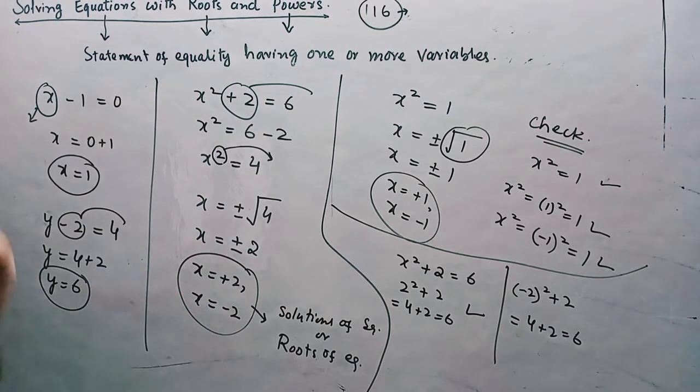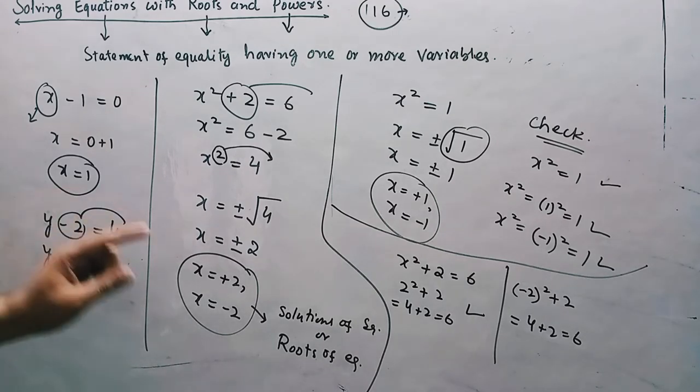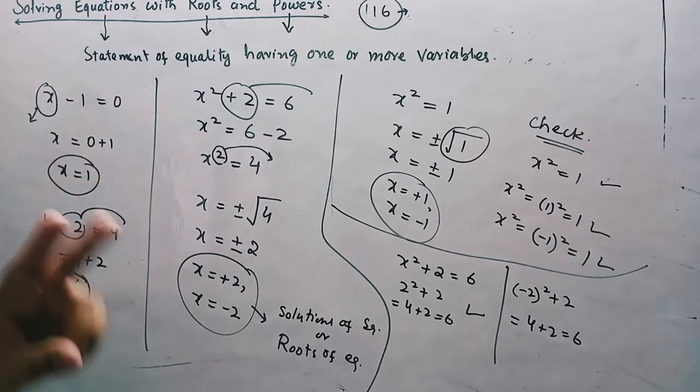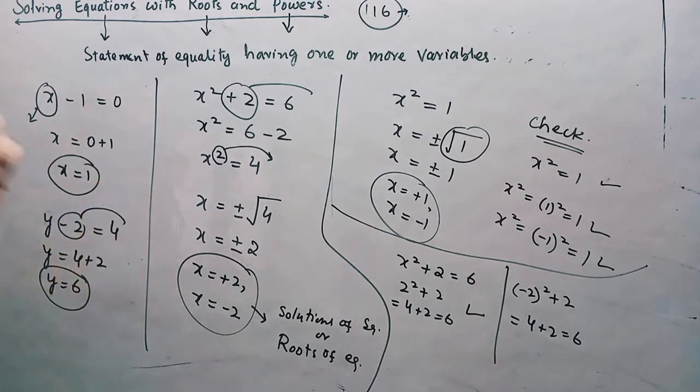So whenever you have x square in the equation, at that time you will have two solutions, and those two solutions are called the two roots of the equation.